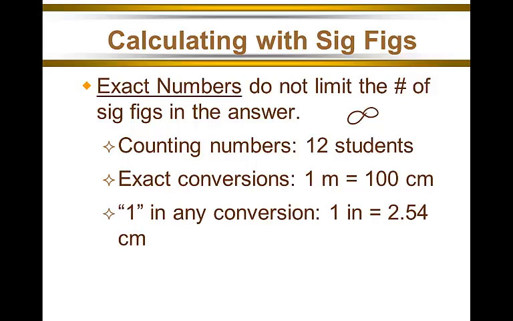Exact conversions: 1 meter is equal to 100 centimeters. There's no significant figures in there. We'll get to conversions later. Basically, what we're saying is when you're adding, subtracting, multiplying, dividing with counting numbers or exact conversions, you just ignore them for significant figures, because they can have an infinite number. If you have 12 students, you're never going to have 12.5. So basically, your significant digits keep going on and on. All right, I think that's enough for significant figures.